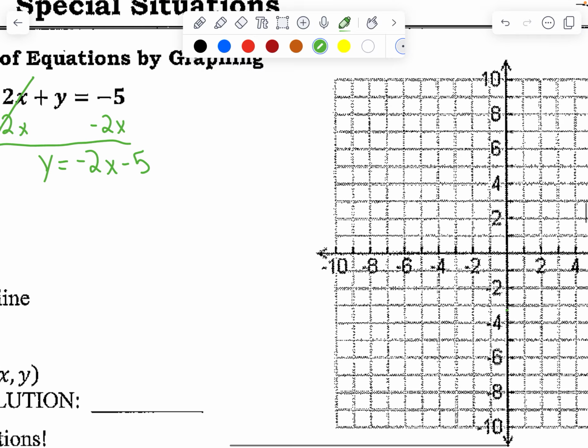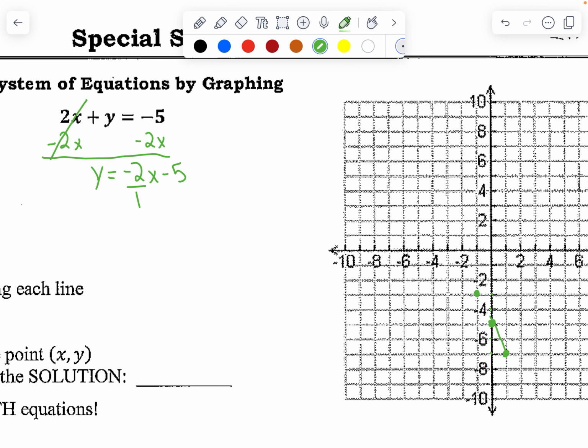The y-intercept for this equation is -5 because of the -5 right there. So I'm going to start by going down 5. And then the slope is -2, which is technically -2 over 1. So I'm going to rise 2 and then go to the left 1. You could also go down 2 and to the right 1. Both of those would work. And so this is going to be our line here for this one.